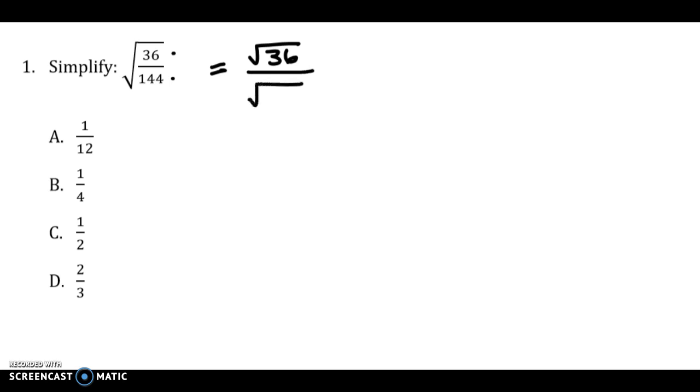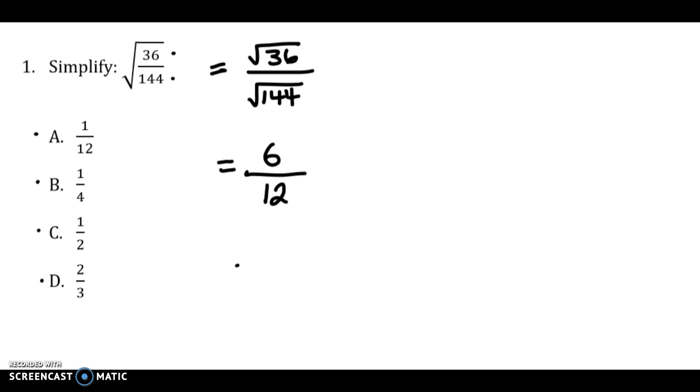So we can break that problem into the square root of 36 divided by the square root of 144. Taking the square root of 36, we know 6 times 6 is 36, so the square root would be 6. We know 12 times 12 is 144, so the square root would be 12. Now, we don't see 6 over 12 in A, B, C, or D, so we know we need to further simplify 6 over 12.